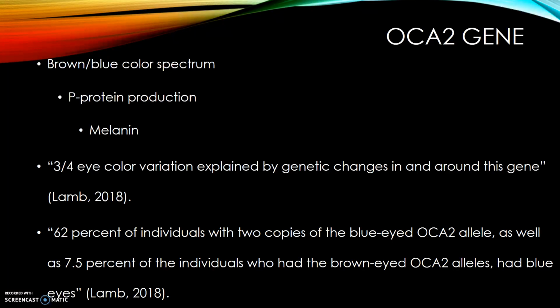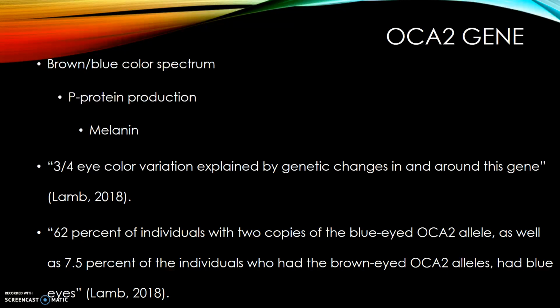So, the first gene I'm going to be discussing is the OCA2 gene. This gene is one of the main impactors of eye color. It is located on chromosome 15. It's associated with the brown and blue color spectrum by producing P protein, which plays an important role in the production and processing of melanin. So if there are high levels of P protein, the person will have brown eyes, and if there is a low amount of P protein concentration, then the person will have blue eyes.